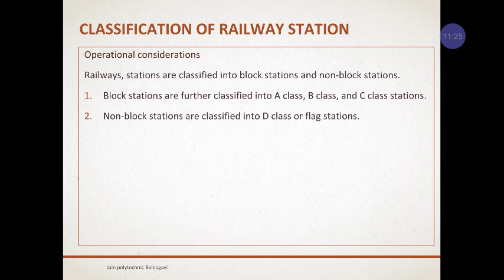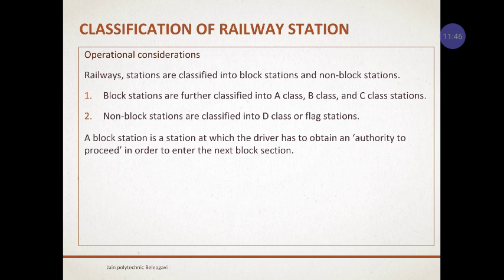But in A, B and C class, we use signal systems, like automated signal systems, to control the movements. This is the difference between non-block and block stations. This is another difference: the block stations derive an authority to proceed in order to enter the next block. Whenever you go from one block to another block, there will be a signal at the entrance of the next block.